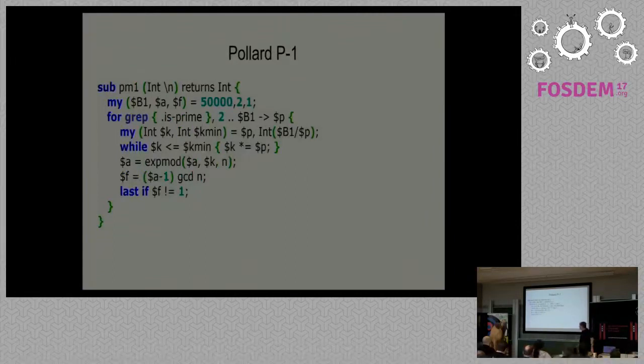And this is Pollard's P-1 algorithm. It was trivial to write straight from Wikipedia into Perl 6. It basically says, well, maybe I'm having a hard time factoring n, but what if n minus 1 has a lot of small factors? And if it does, we can factor n very quickly.